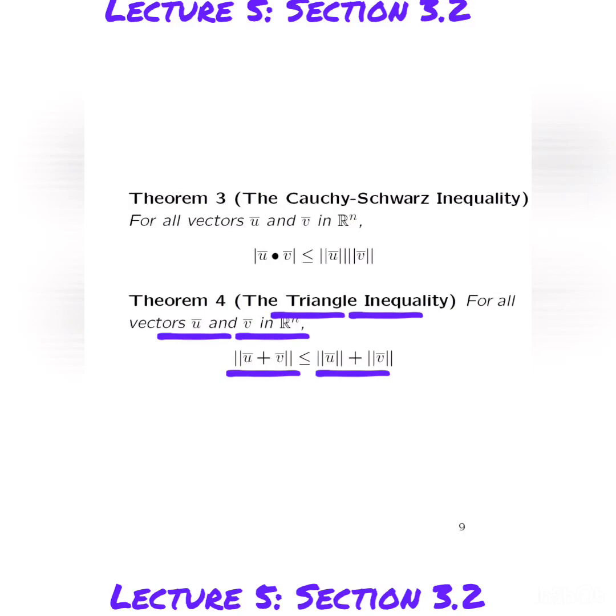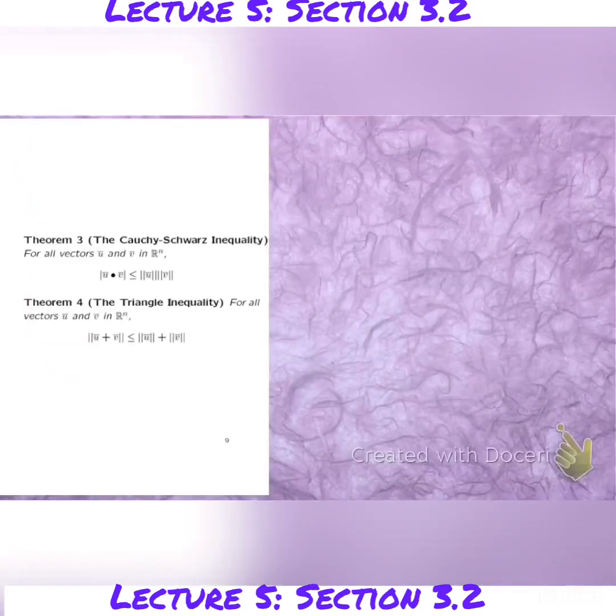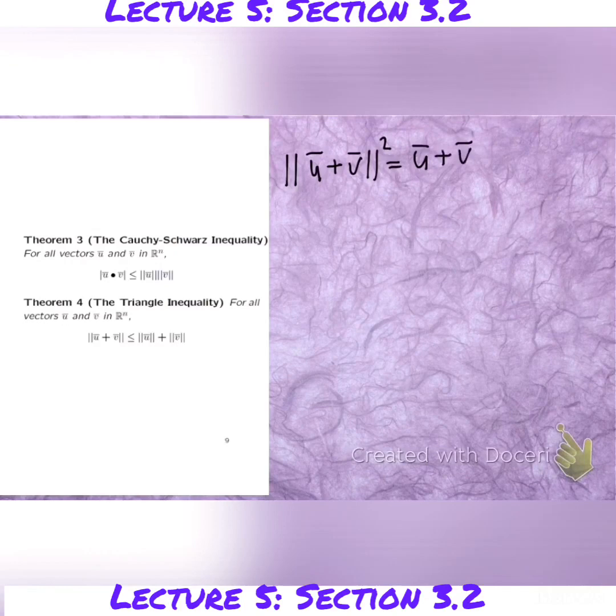I just want to quickly look at the proof of Theorem 4. I want to look at the proof of the triangle inequality quickly because it's a nice application of the distributive law of the dot product, and it's an extremely important inequality in mathematics. So if we look at the square of the norm of the vector u plus v, then remember, by definition, it's going to be the dot product of the vector u plus v with itself.